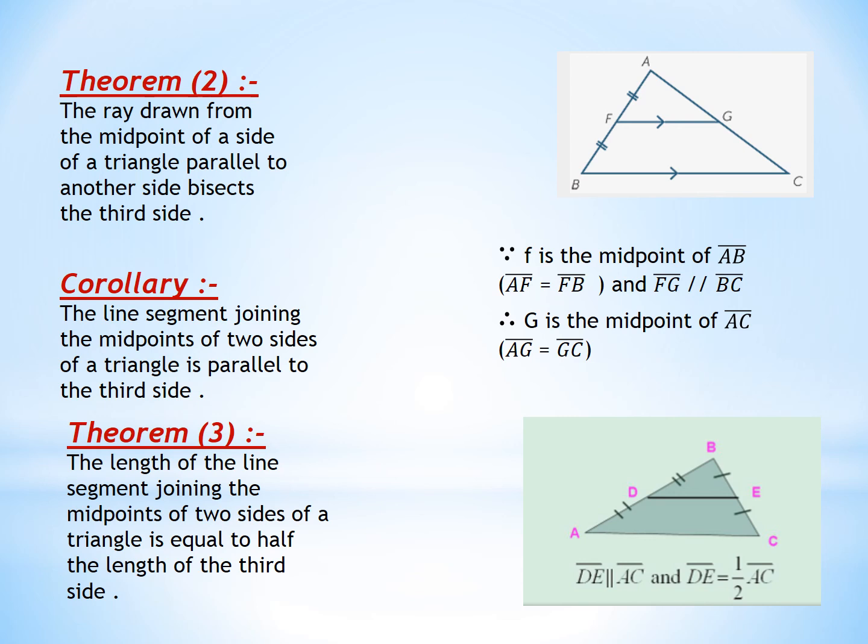Theorem 3 قالت مش بس هتبقى parallel، ده كمان هتبقى equal half السايد اللي هي parallel ليه. الثيرم بتقول the length of the line segment joining the midpoints of two sides of a triangle is equal to half the length of the third side. يبقى معنى كده DE هيبقى parallel ل BC، ل AC sorry، and DE equal half the length of AC.